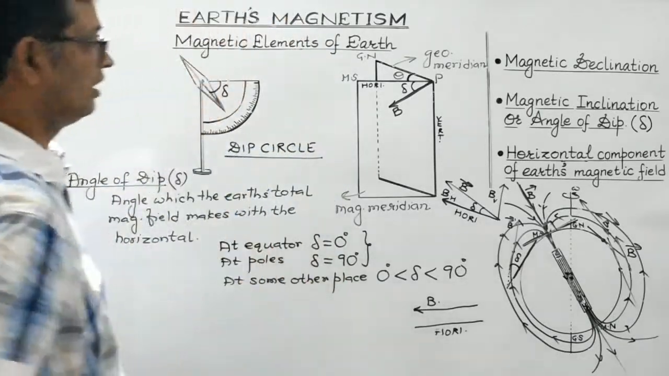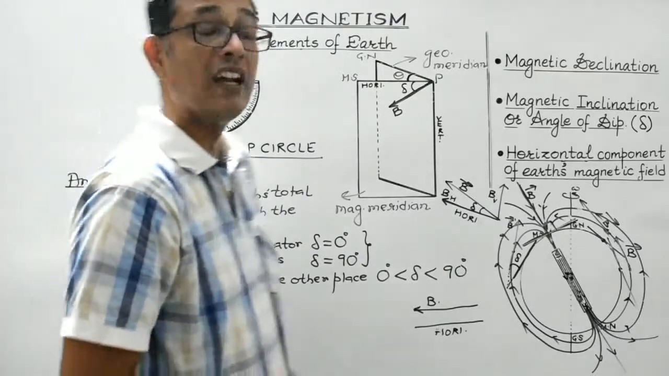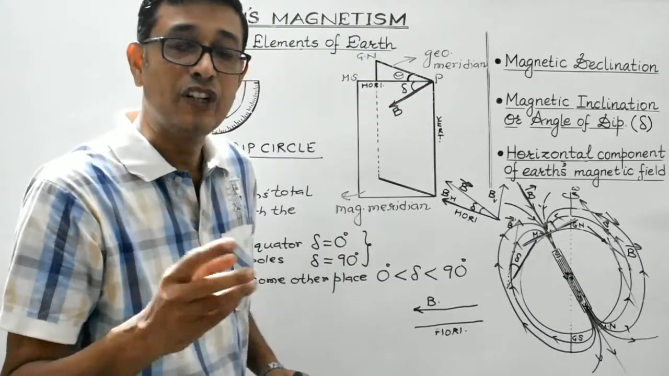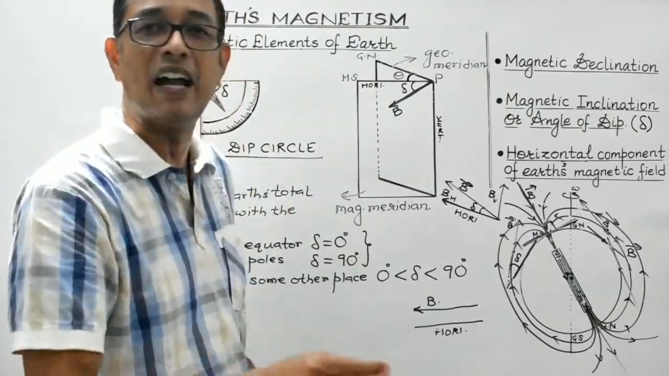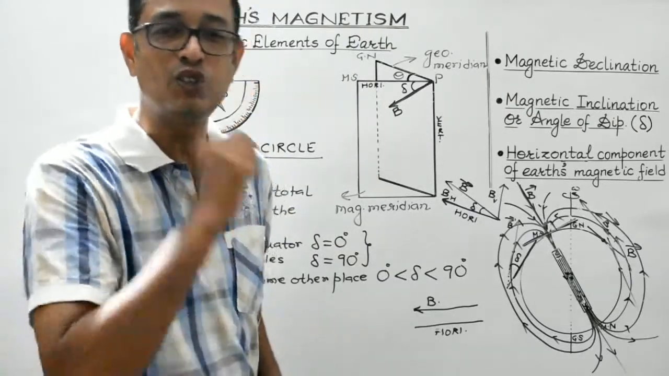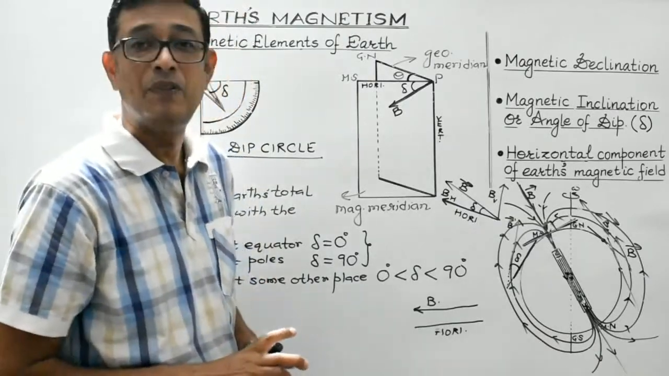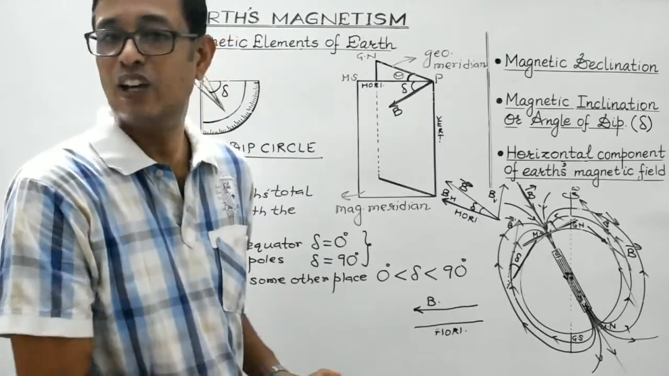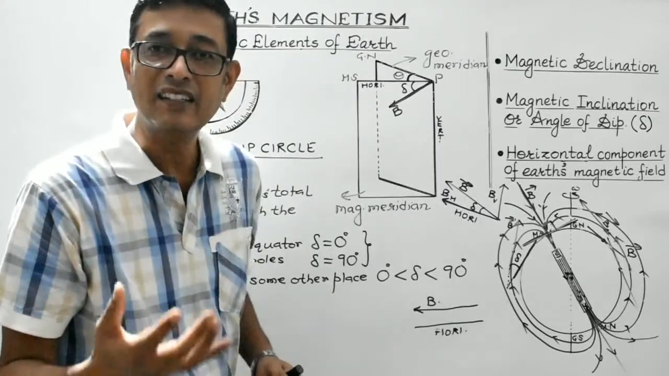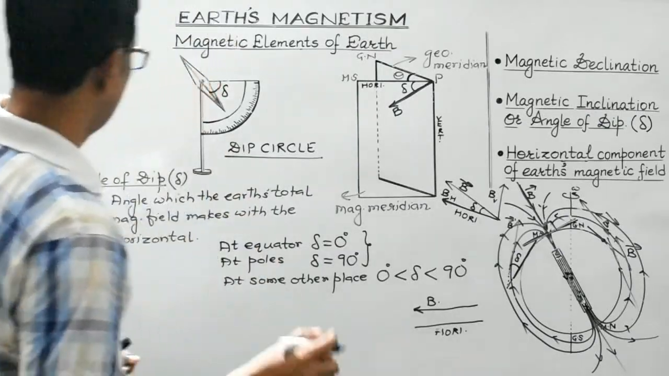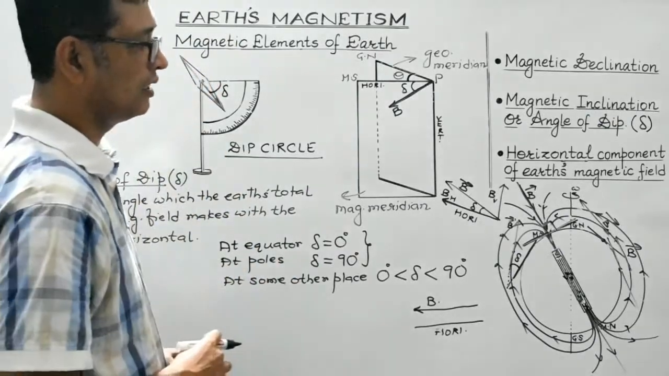So students, let me again repeat this topic. Angle of dip at a place is defined as the angle which the intensity of Earth's total magnetic field makes with the horizontal. Angle of dip at the equator is 0 degree. Angle of dip at the poles is 90 degree. Angle of dip is also known as magnetic inclination. And there are two technical terms associated with it.